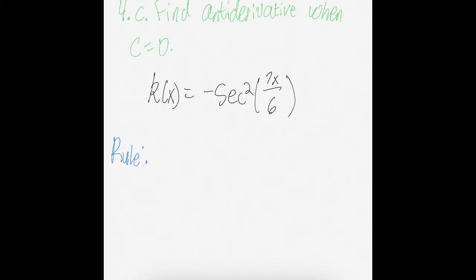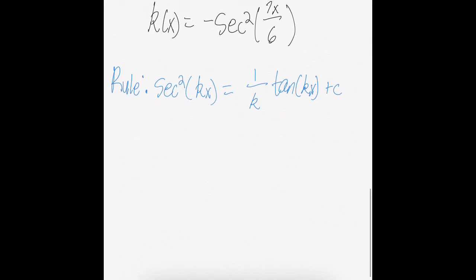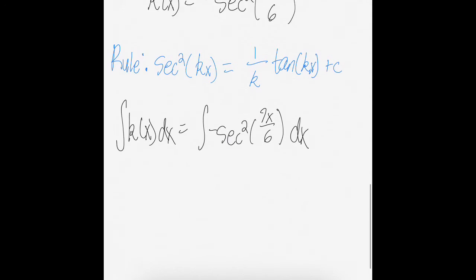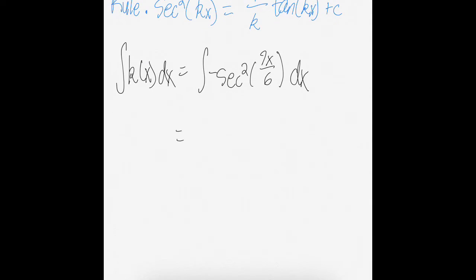Here, find the antiderivative. Now, this is for c. We have k of x in this case equals negative secant squared of 7x over 6. Now, the rule which we're going to need here is that the integral of secant squared of kx, where k is just some non-zero constant, equals 1 over k times tangent kx plus c.